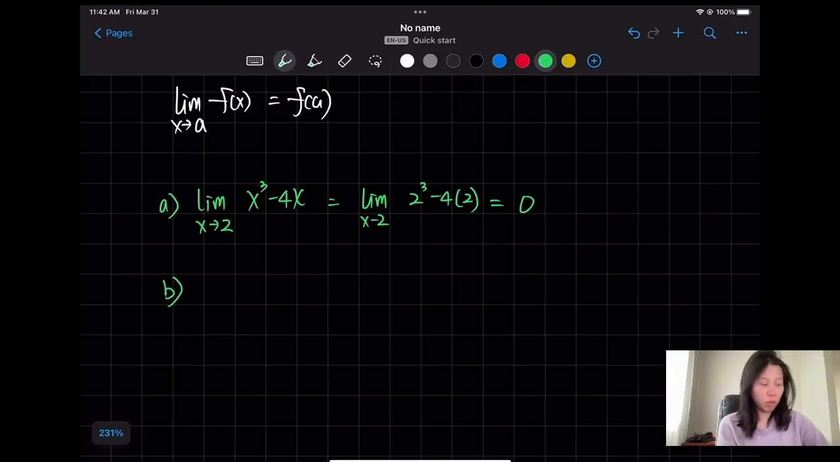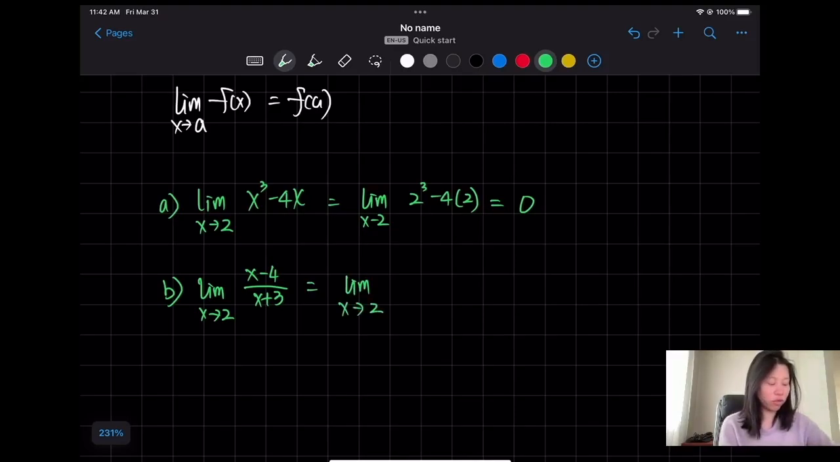Okay, another example would be the limit as x approaches 2 of (x minus 4) over (x plus 3). The given function is a rational function. It is not defined at x equals negative 3 because when x equals negative 3, the denominator equals 0. But we are taking the limit as x approaches 2, so we don't need to worry about it being undefined at negative 3. The function is defined at that point, which is great. If it's defined, that means we can just substitute x equals 2 into the function to find the limit.